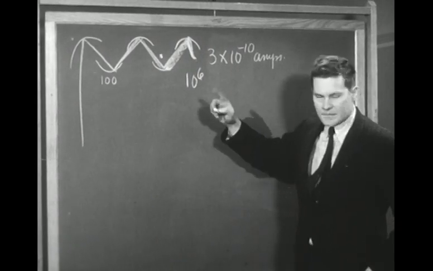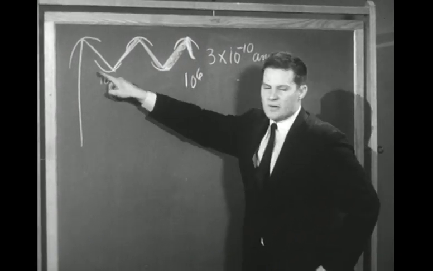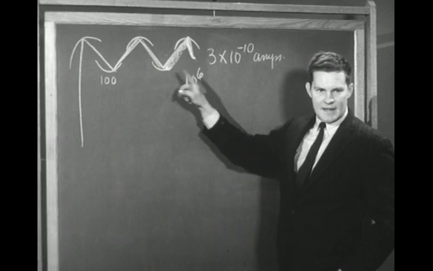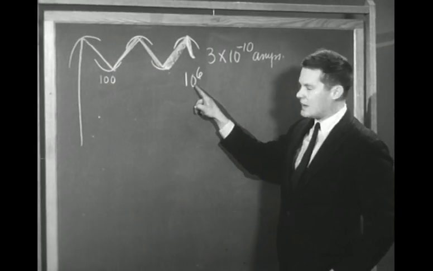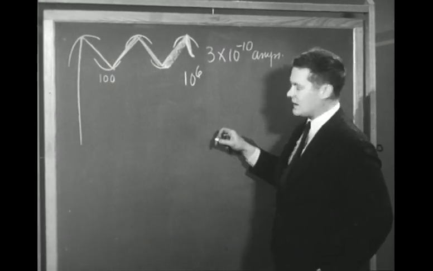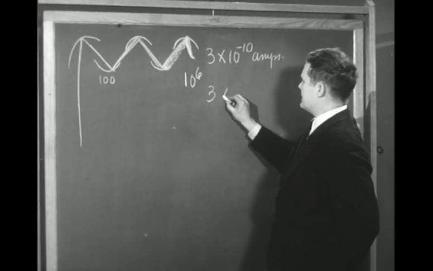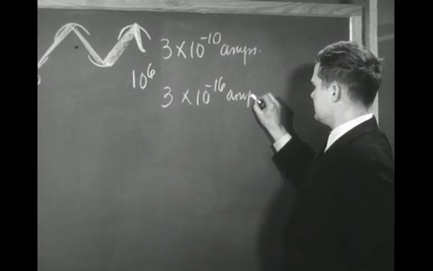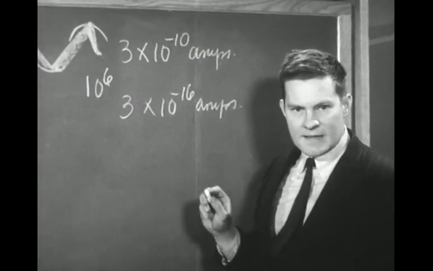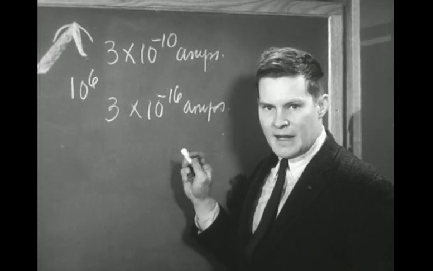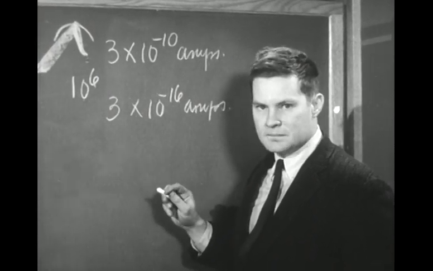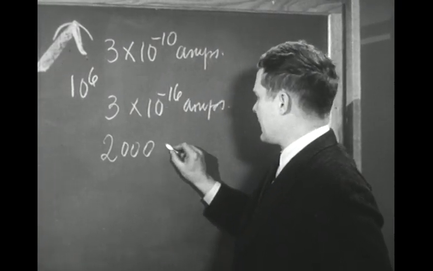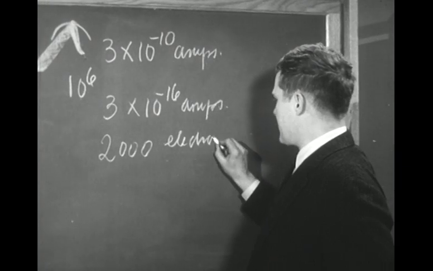What is the input? That's this current produced by the light. And we figured out that this device had an amplification of 1,000,000, so that that current must be 1,000,000 times smaller, or 3 times 10 to the minus 16 amps. Now we can express that current in terms of the number of electrons per second. It's about 2,000 electrons per second.